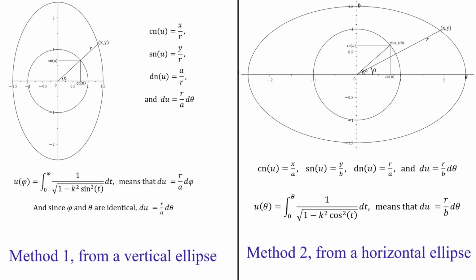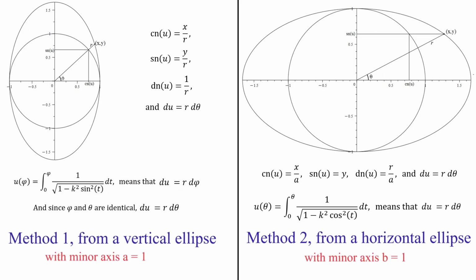And of course, if we were to solve for the polar form r in terms of theta, we get different equations depending on if it's a vertical ellipse, major axis vertical, or whether it's a horizontal ellipse, major axis horizontal. So we have two different integrands, but there's still a way to resolve the two forms, which I will do.